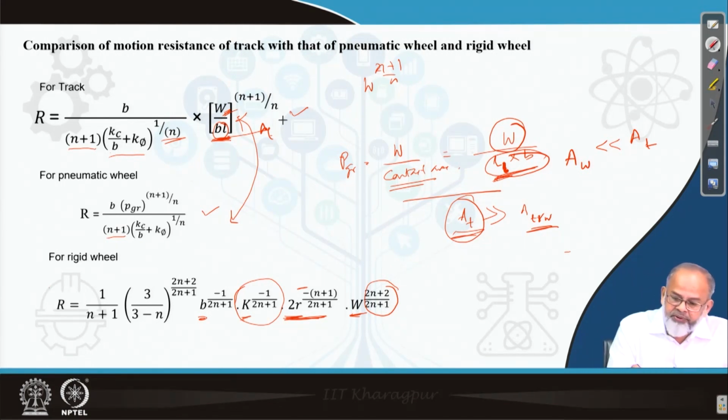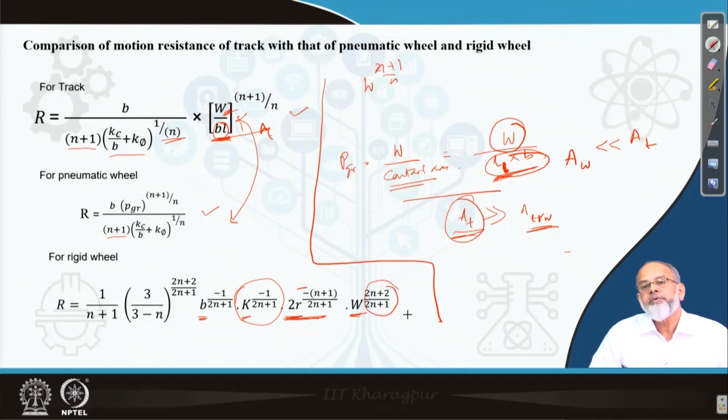So in total we can say the rolling resistance of a track will always be lesser than the rolling resistance of a pneumatic wheel when they are operated in the same soil condition and under the same weight, and the same is the case with the rolling resistance of a rigid wheel.